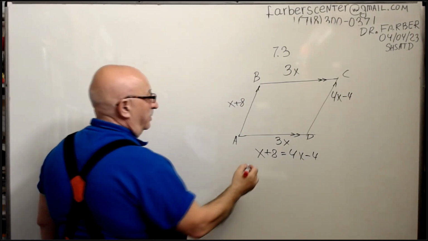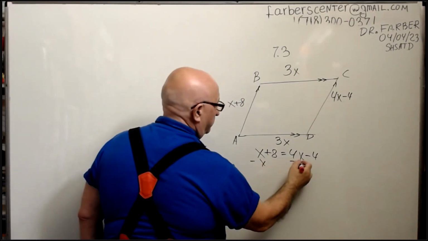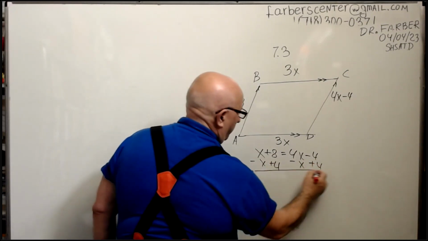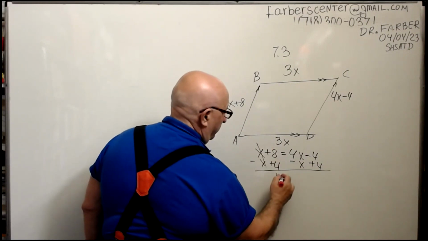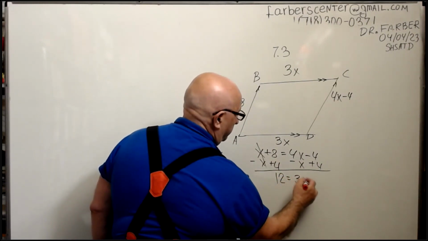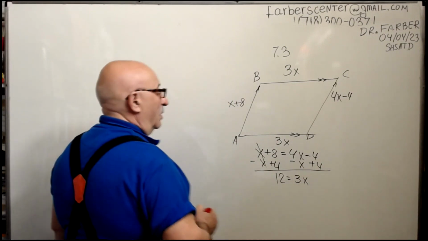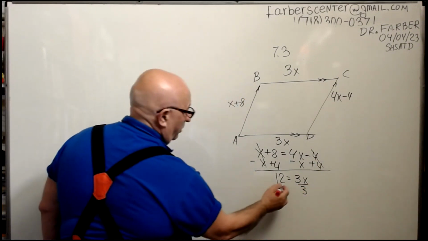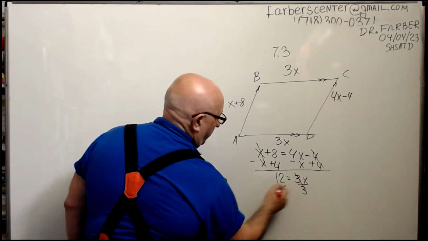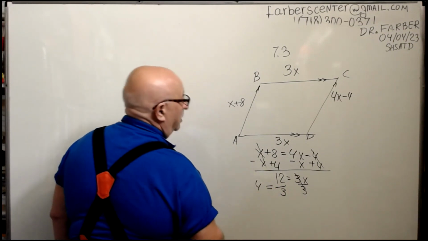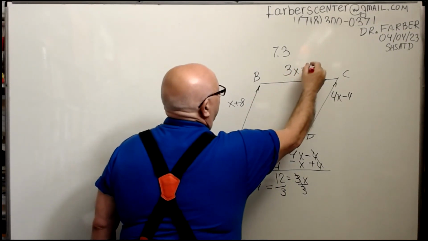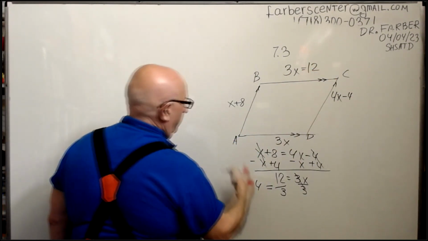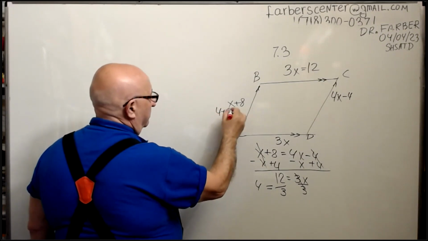How? Minus x and minus x, plus 4 and plus 4. Cancel out. 12 equals 3x. If you divide both parts by 3, you easily get what? x equals 4. So it means this side 3x equals 12. This side, if you plug in here 4 plus 8, this is 12.